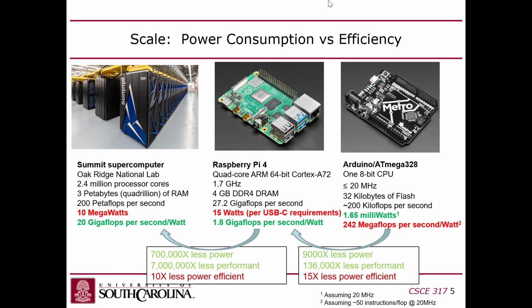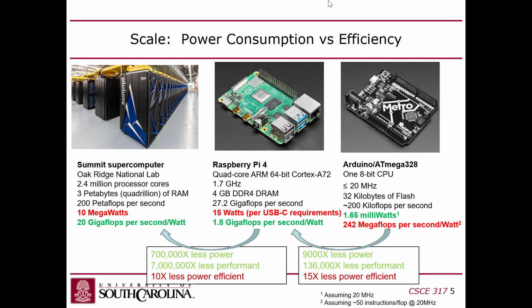Both of them are about the same size, and strangely, they both cost about the same, but they are drastically different. The Raspberry Pi has four 64-bit processors on it. Most Arduinos have different processors you can put on this form factor, but by far the most common one, and the one most people think of when you say Arduino, is the ATmega328. That one has one 8-bit CPU, runs at less than 20 megahertz, and has 32 kilobytes of flash memory.